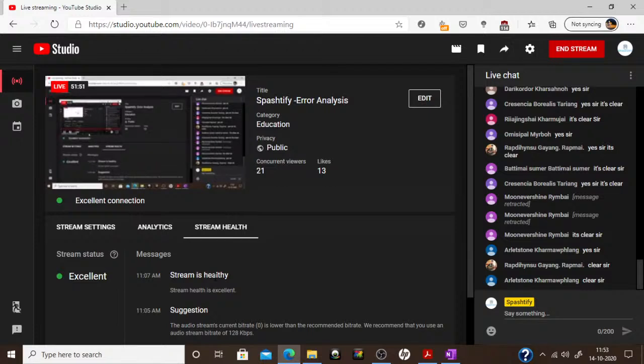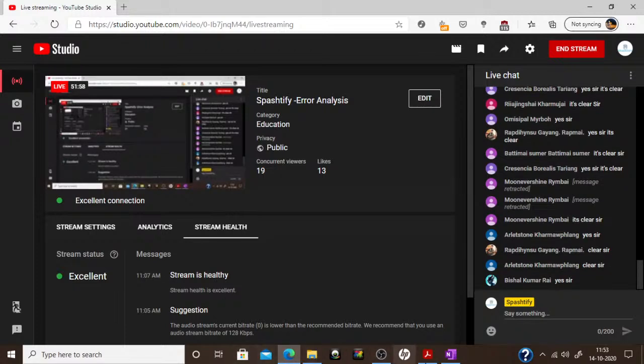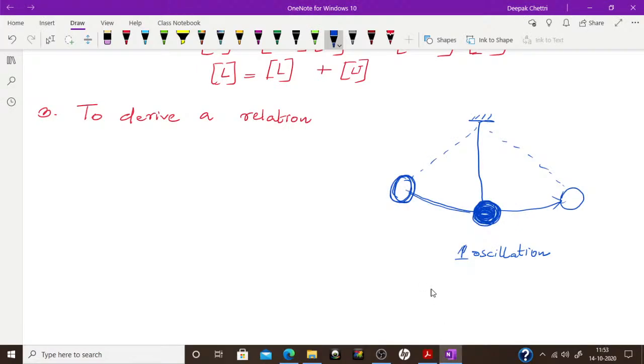One oscillation is clear or no? Okay, so it will take some time, right? To complete one oscillation, it takes some time, so that we call capital T. We call that time capital T. It is called the time period, the time period of a pendulum. Time period of oscillation of pendulum.